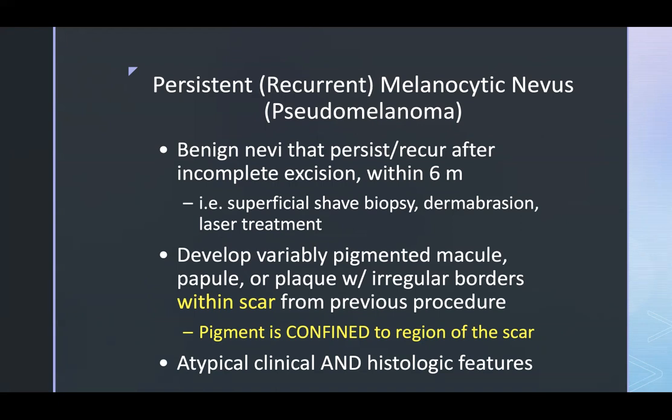So what you get in these persistent or recurrent melanocytic nevi are variably pigmented macules, papules, or plaques with irregular borders. But the most important thing is they stay within the scar from the previous biopsy. The pigment as well is also confined to the region of the scar. Once you have pigment production outside of the region of the scar, that becomes more worrisome because it looks like it's growing even beyond the bounds of the original procedure. It's not always 100%, but it is a worrisome finding that it could be something more malignant.